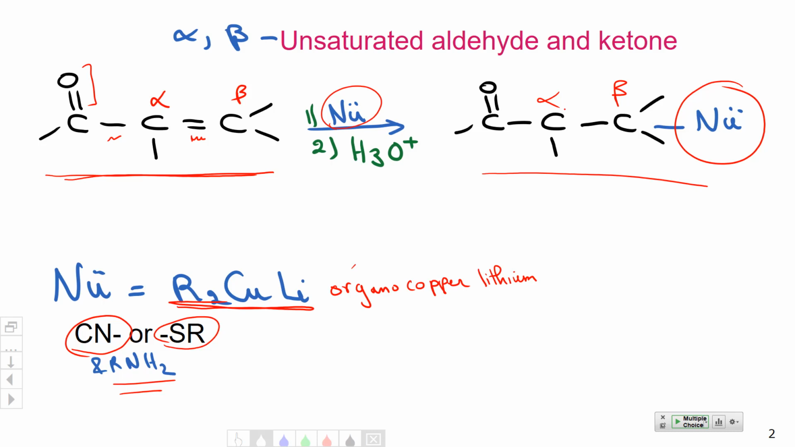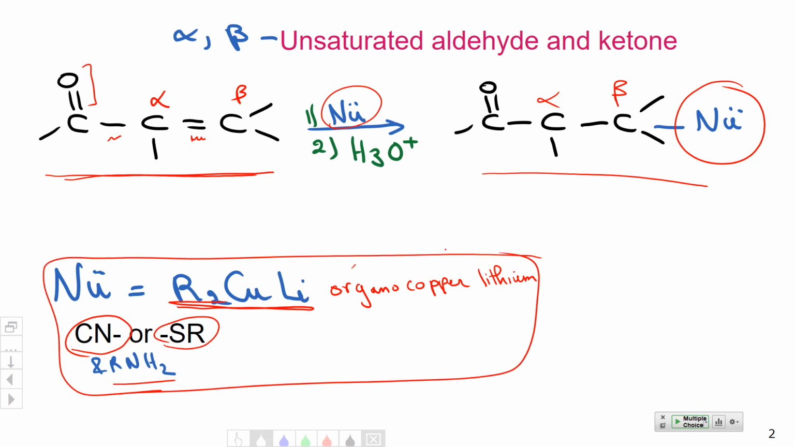And here is the question. How would you explain this? This is a fact. If I start with an alpha-beta unsaturated ketone or aldehyde, and I use one of these nucleophiles, not every nucleophile, these particular nucleophiles that I listed in here, I would end up with a nucleophile on the beta. How would you explain this fact? Okay, stop the video, think about it. For the nucleophile to end up on the beta, what does that tell you?